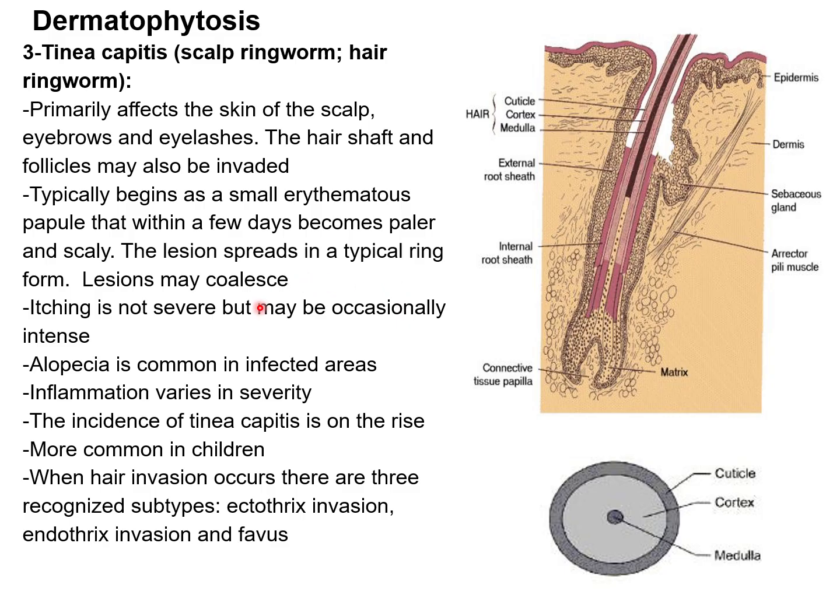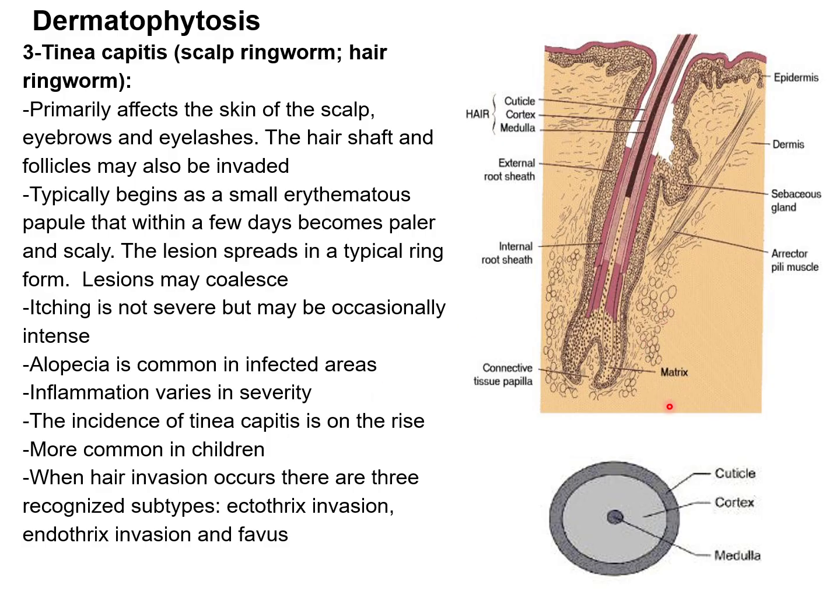Lesions might be multiple, and they might merge together and coalesce. We don't have that much itching, so it's not too bad in terms of itching, but it might become intense occasionally. We usually have hair loss in the area that is affected. It doesn't have to be permanent, and we'll talk about when this is more severe and when it might be permanent. The inflammation is variable. It's more common in children, and as I said, this is something that is on the rise and we have to watch out for.